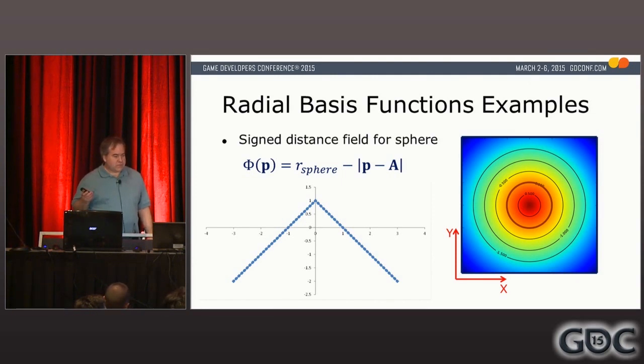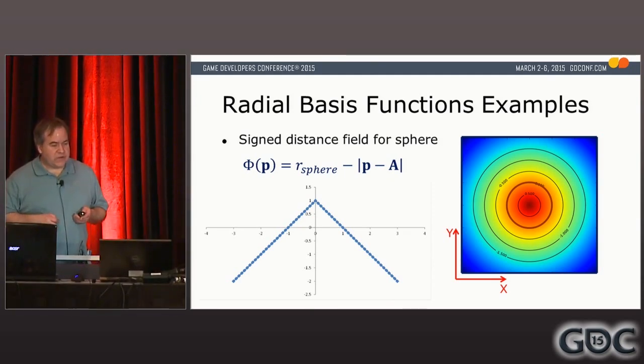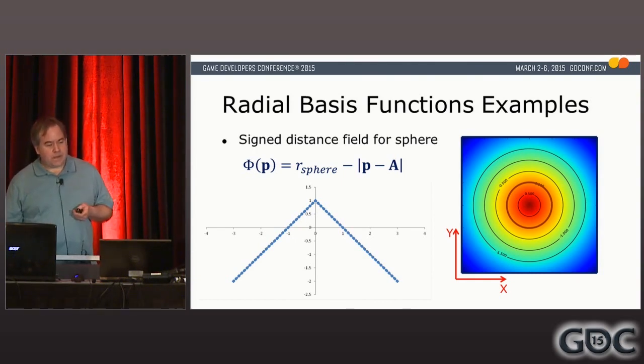This one is a signed distance field for a circle or a sphere. You can see it's discontinuous in the center, and it's linear away from the center. Now, one thing about this function is it's unbounded, so it goes to infinity at an infinite distance away from the radius. That can be advantageous, as we'll see in a minute. But it being discontinuous at the center is not really desirable.